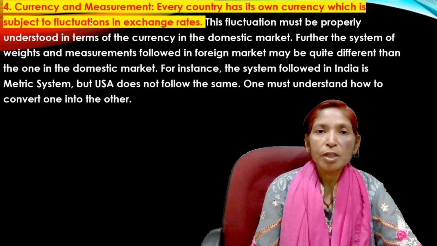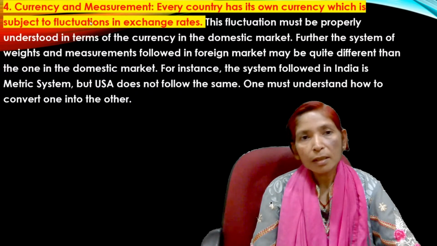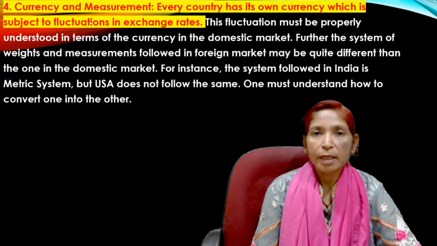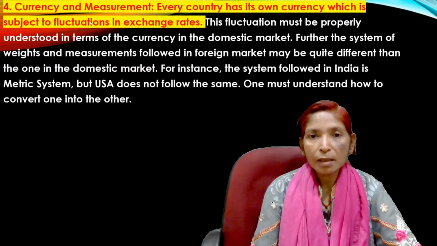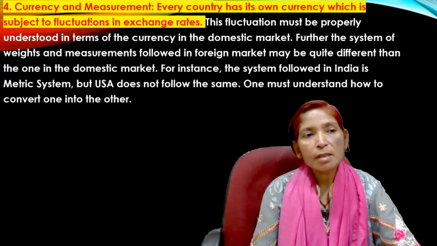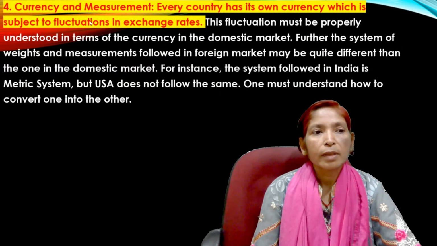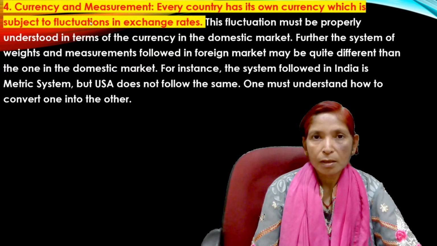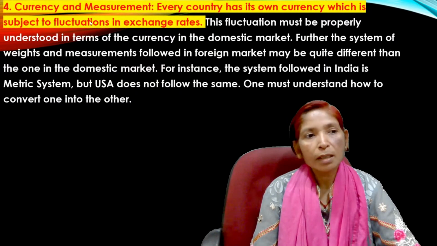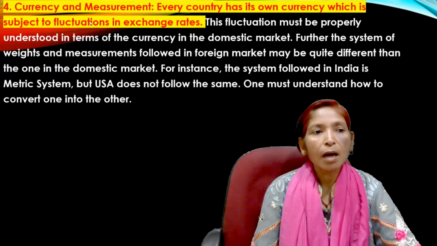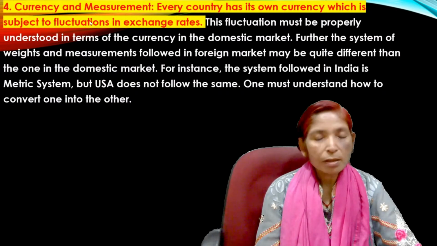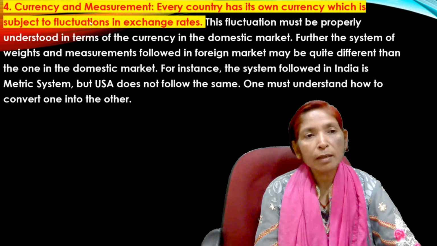Next is currency and measurement. Each and every country has its own currency, which is subject to fluctuation in exchange rates. This fluctuation must be properly understood in terms of the currency in the domestic market. Further, the system of weight and measurement followed in a foreign market may be quite different from the one in the domestic market. For example, the system followed in India is the metric system, but the USA does not follow the same. One must understand how to convert one into the other. So this is the major challenge while doing international business activities.